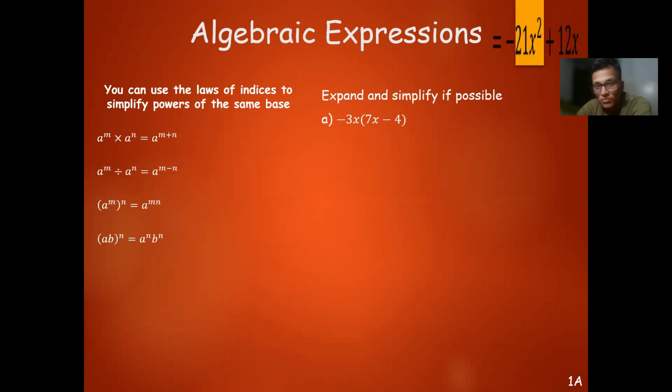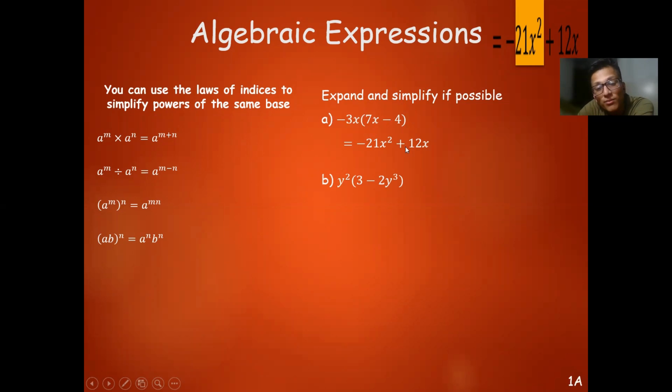Moving forward, expand and simplify if possible. So we have to expand the bracket. That means we should multiply whatever is outside the bracket with whatever is inside the bracket, for both terms, and rearrange as you move. For the first expression, it's quite simple. It will come out like that as minus 3x times 7x, and minus 3x will multiply minus 4, and then we'll get our answer like that.